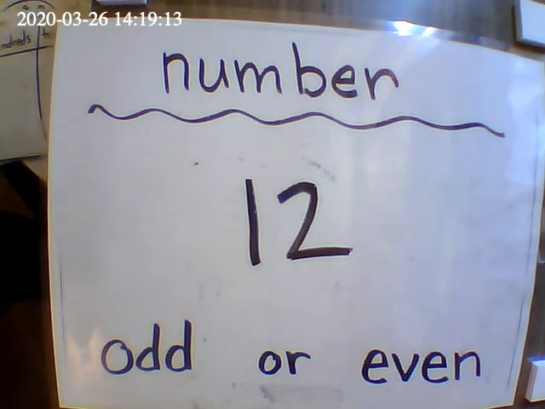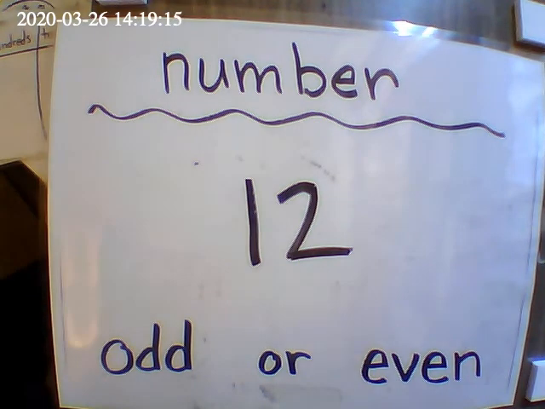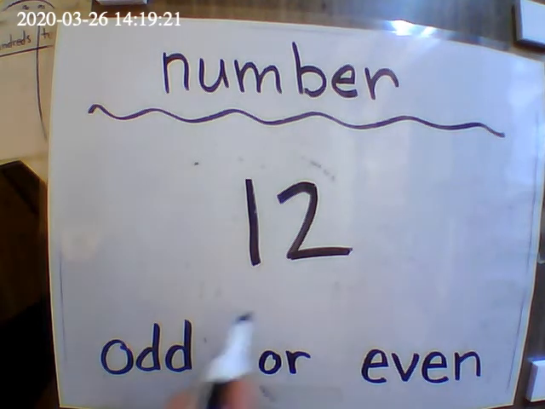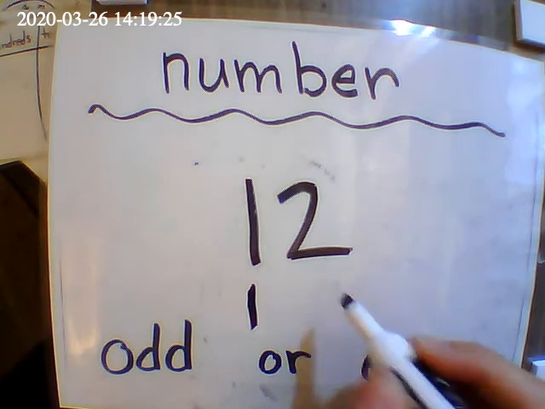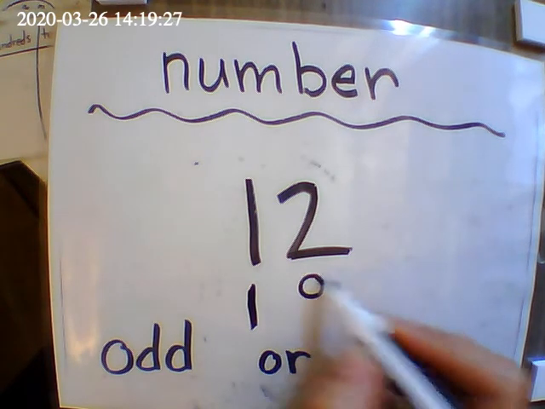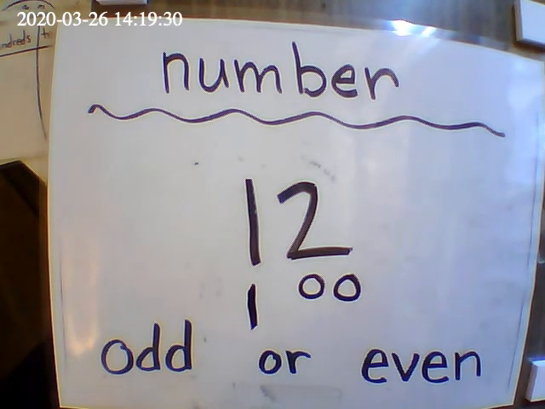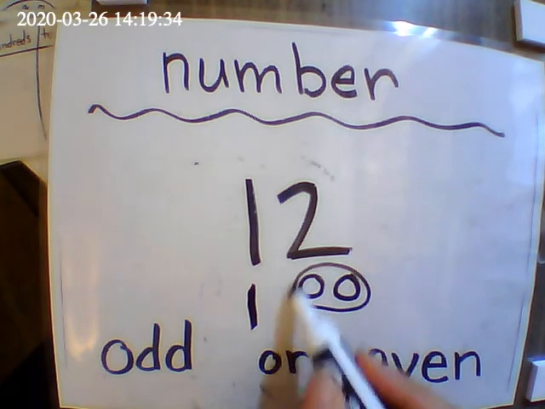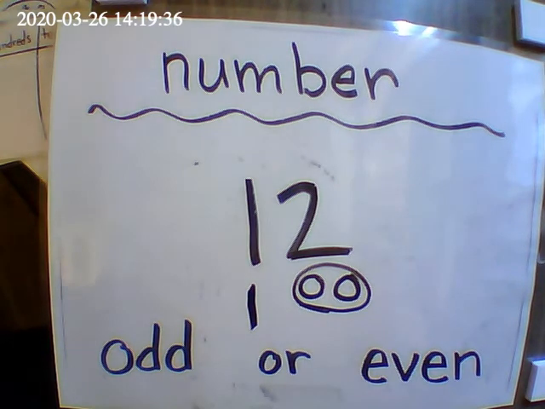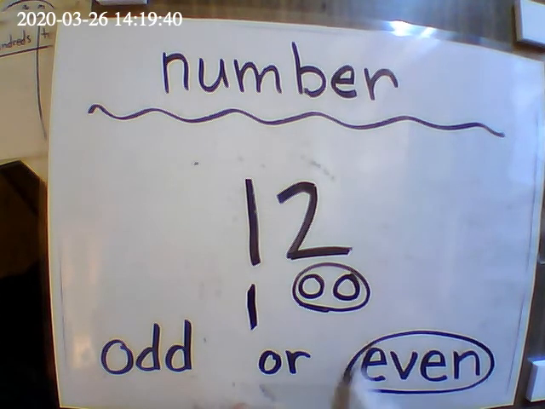So let's begin. The number of the day is 12. And how many tens are in the number 12? We have 1 ten. How many ones do we have in the number 12? 2 ones. Now is the number odd or even? Let's find our pairs. There's nothing remaining or not in a circle of a pair, so the number is even.